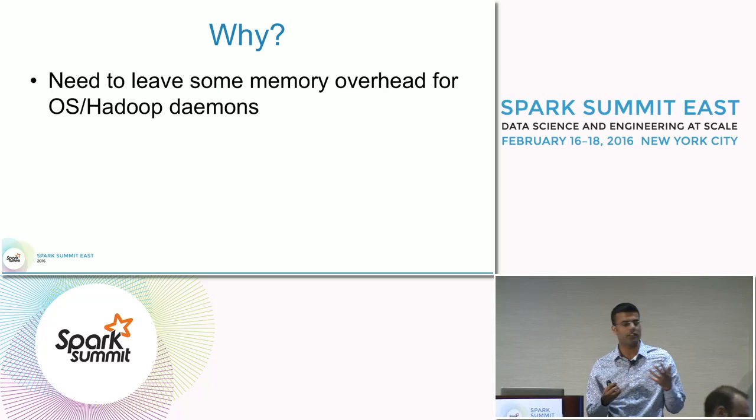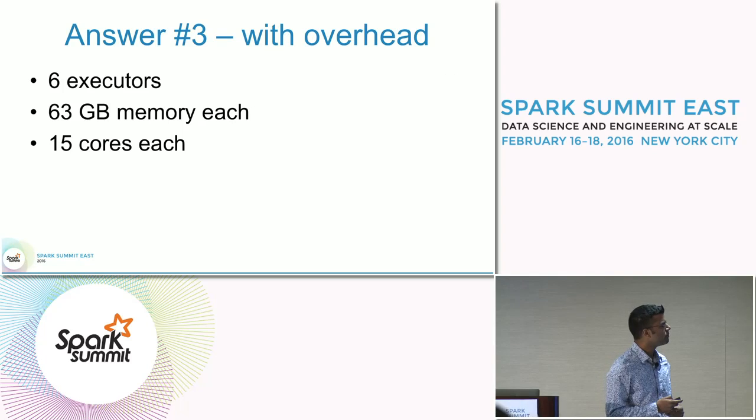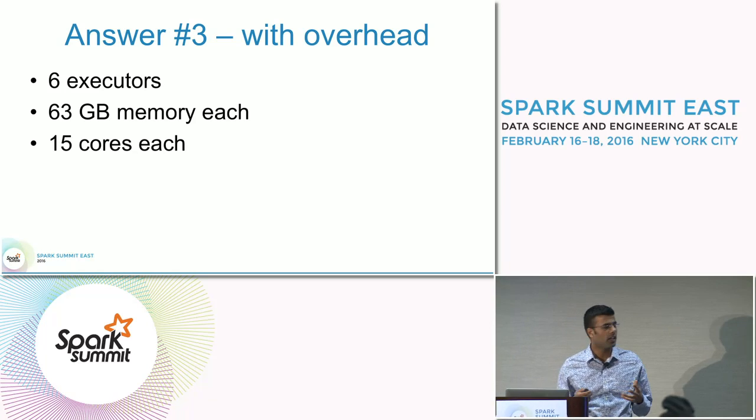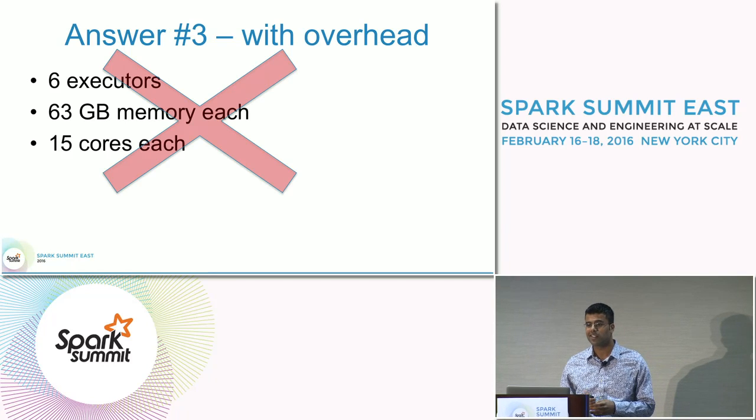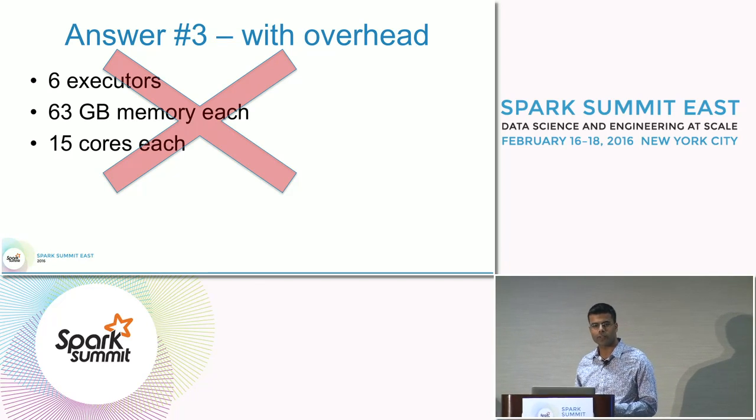Why? Because you need to leave some overhead for Hadoop and other OS daemons that are running on a node. So the answer 3 with overhead becomes 6 executors, 63 gigs of memory, and 15 cores. So I've left 1 core for some daemons and 1 gig of memory for some other stuff. Turns out this is still wrong. So you ask, okay, Mark, stop mucking around with us. What is the right answer?